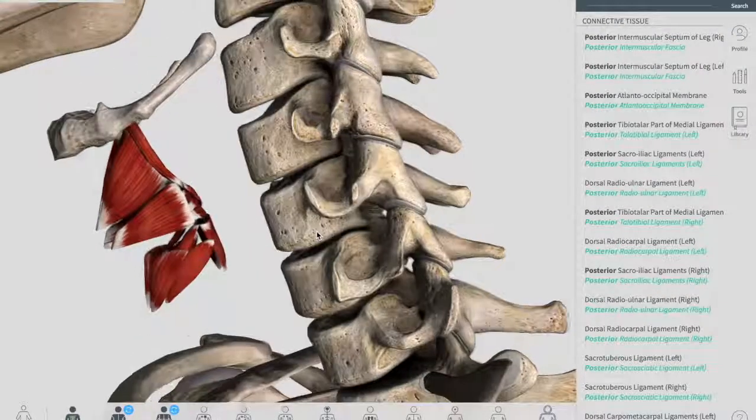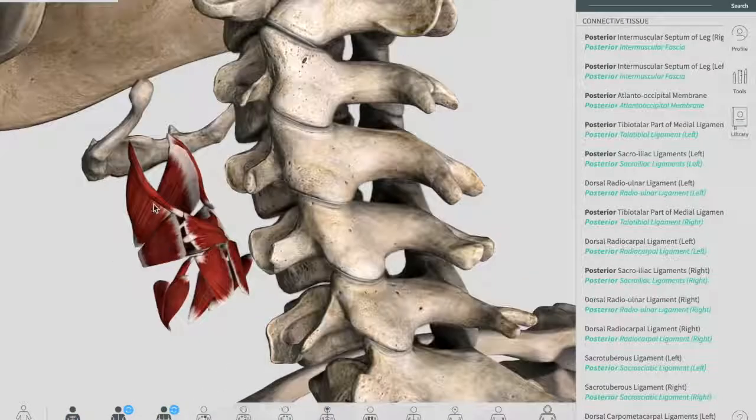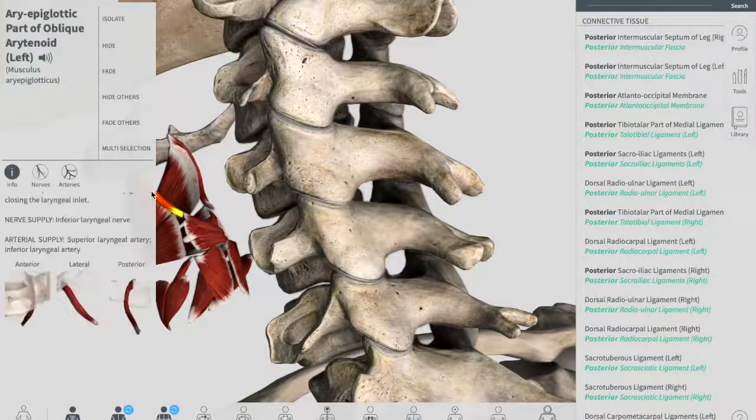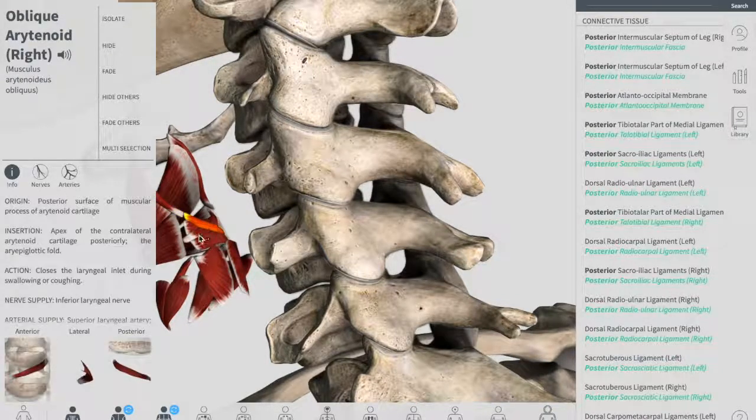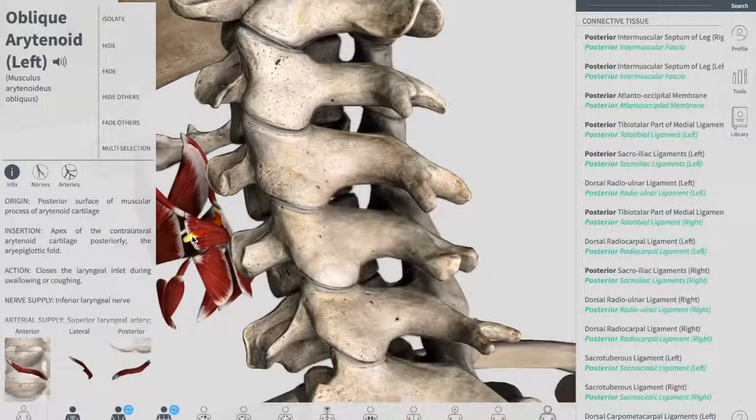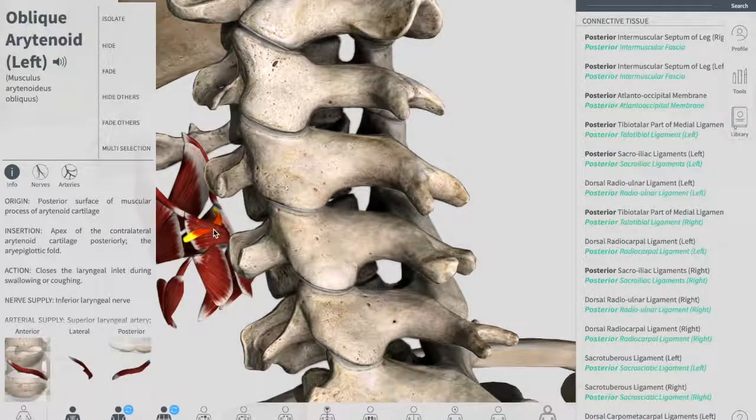Now talk about the transverse and oblique arytenoid. You can see it from the posterior side. This is the oblique part of your arytenoid, and this is your transverse part of the arytenoid. You can view it posteriorly. The transverse and oblique arytenoid muscle adducts the arytenoid cartilage, closing the posterior portion of the rima glottis, the opening of the vocal cords, and this narrows the laryngeal inlet.